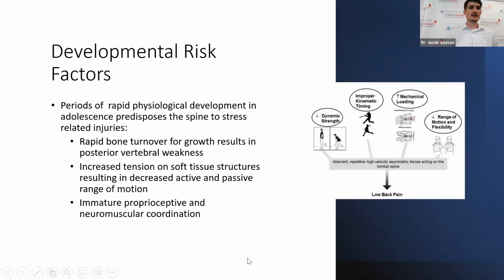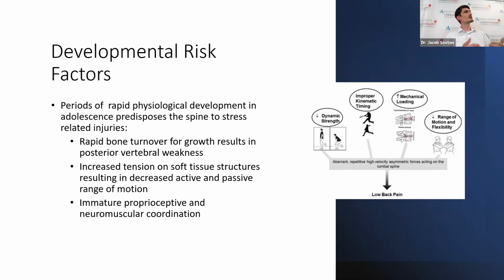So what are the risk factors that we need to worry about, things that we can think of? Any period of rapid physiological development, so all of our high school and middle school athletes, every one of them we're working with, are predisposed to underlying stress injuries. Why is that? They have rapid bone turnover. They're metabolically active. They're trying to get taller. In order to get taller and let the bones grow and ossify, they have to break down, be reabsorbed, and then subsequently put down more bone. That's a process they have to go through, and that's when the spine is the weakest.